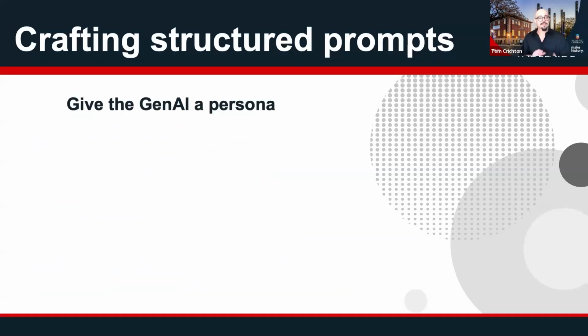So some of the aspects of crafting structured prompts include giving the Gen AI a persona. That is, giving the Gen AI a role or a kind of person to emulate that can help give it enough context to create a high quality result. So I'll come to what that means in the next slide.